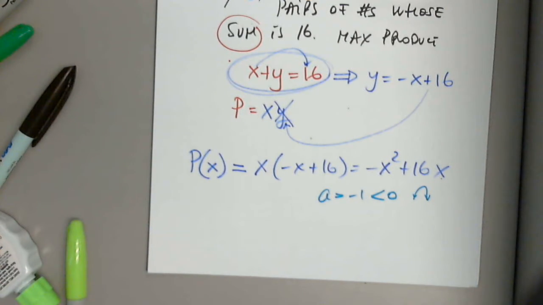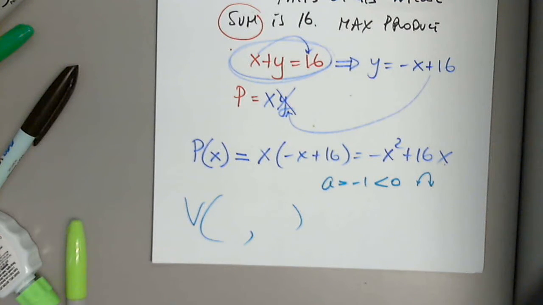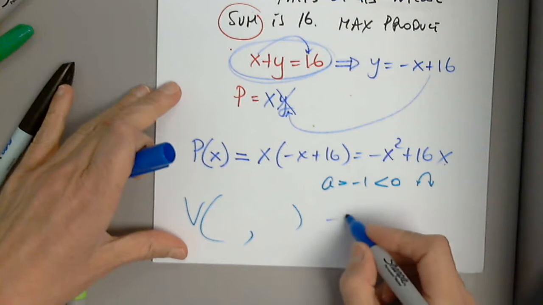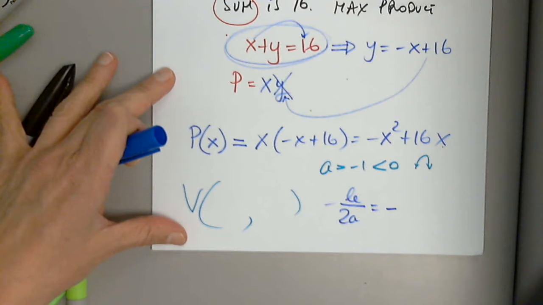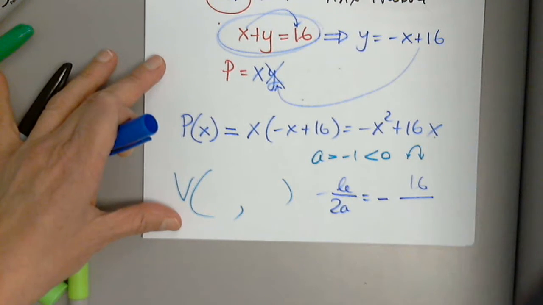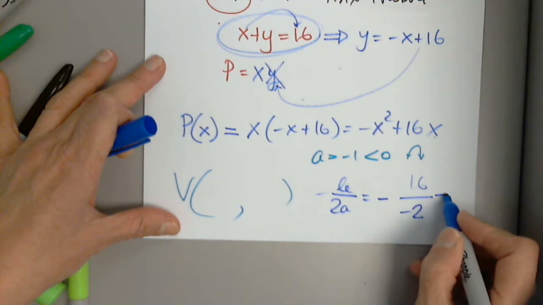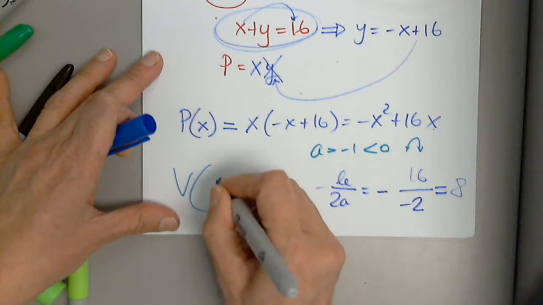The so-called, what is the name? Vertex. So we have to find the vertex. How do I find the x-coordinate of the vertex? Indeed, -b/2a. Negative is in front from the formula. How much is b in this problem? 16. How much is 2 times a in this problem? -2. So then the answer is 8. So x is 8.